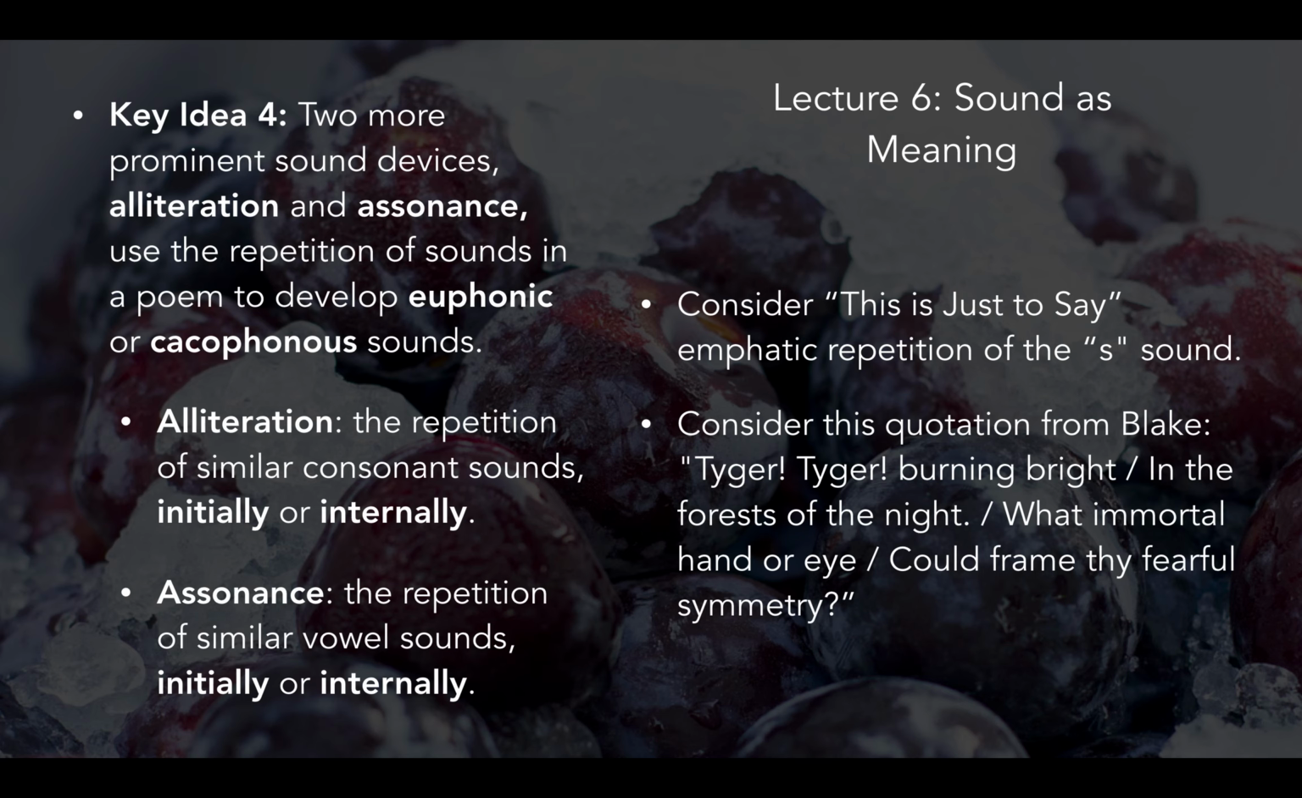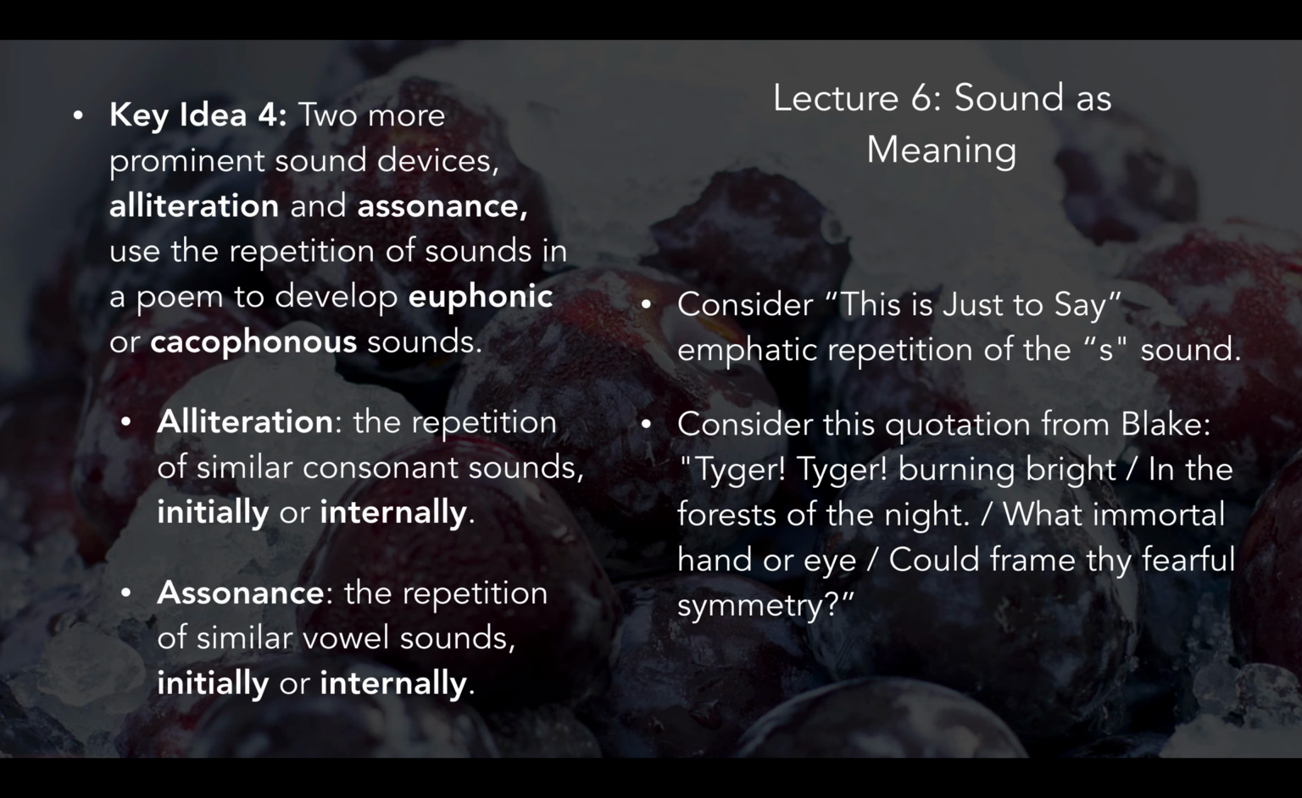Similarly, we see it in Blake's quotation here of "Tiger, tiger, burning bright in the forest of the night, what immortal hand or eye could frame thy fearful symmetry?" Okay, so the assonant use of the I sound, the tiger, which is burning bright in the night, what immortal hand or eye could frame thy fearful symmetry? That repeated I sound there just adds emphasis and draws attention to these very important images of the tiger, which is the focal point of the poem, burning bright in the forest of the night.